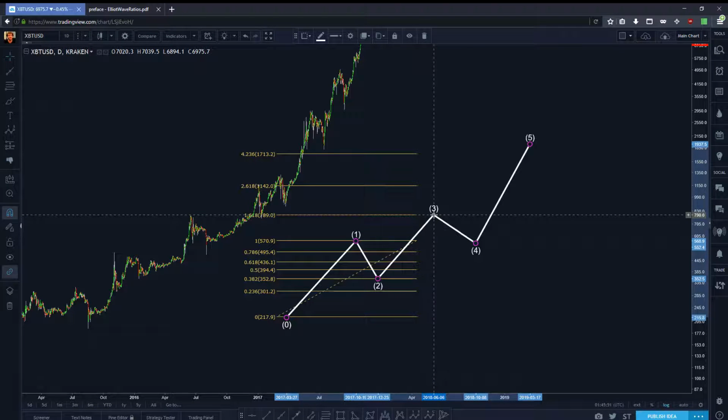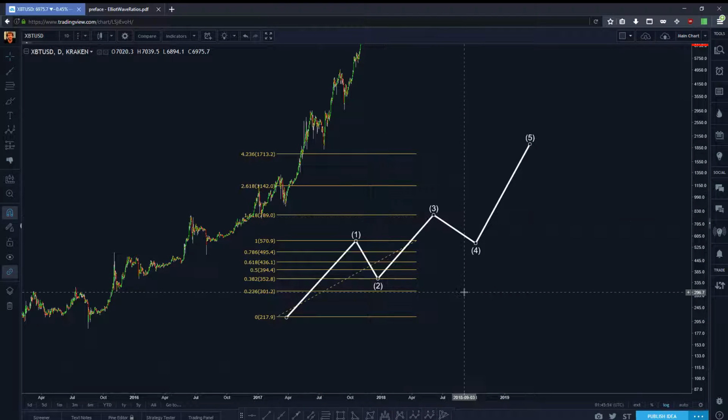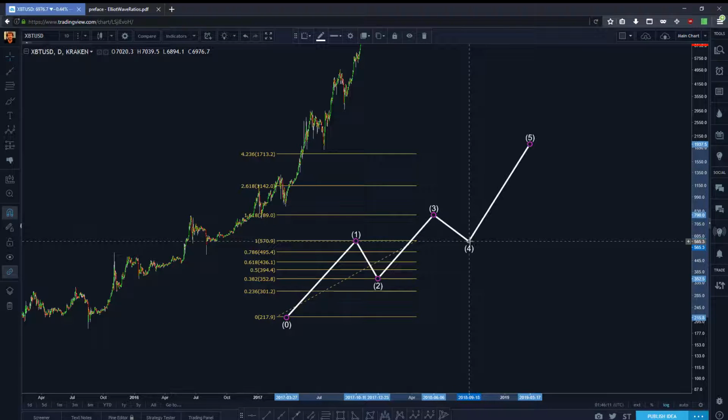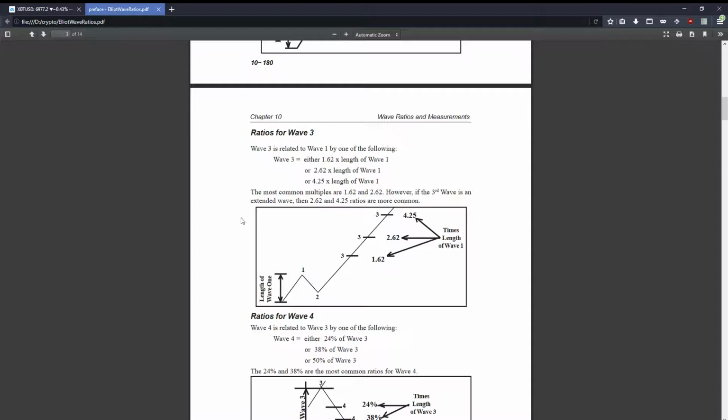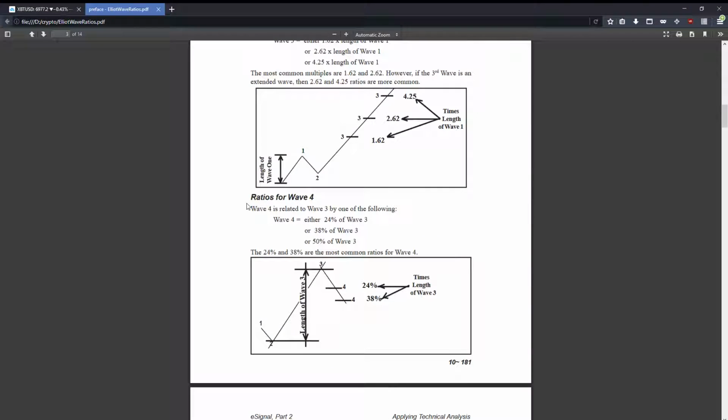Let's just say, in this example, that the price only got to the 1.62 fib, and we'll go from there. So again, we're looking for signs here, a long pin bar or something of the sort to say that, yeah, we're going down. And then you can start calculating where the bottom of wave 4 is going to be. Wave 4 is related to wave 3 by one of the following. Wave 4 equals either 24% of wave 3, 38% of wave 3, or 50% of wave 3.